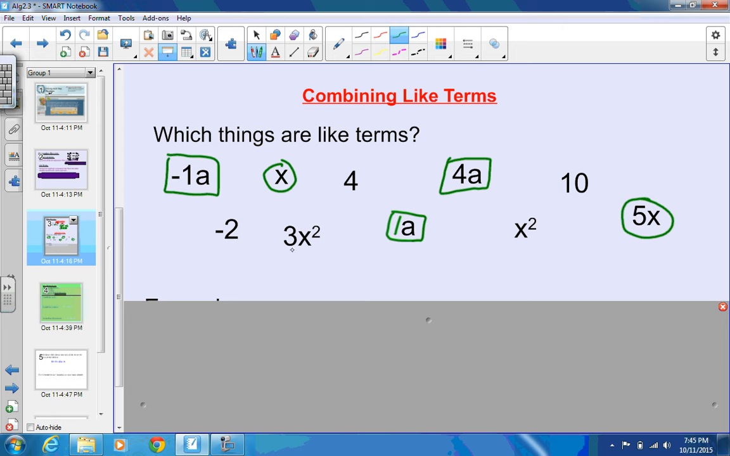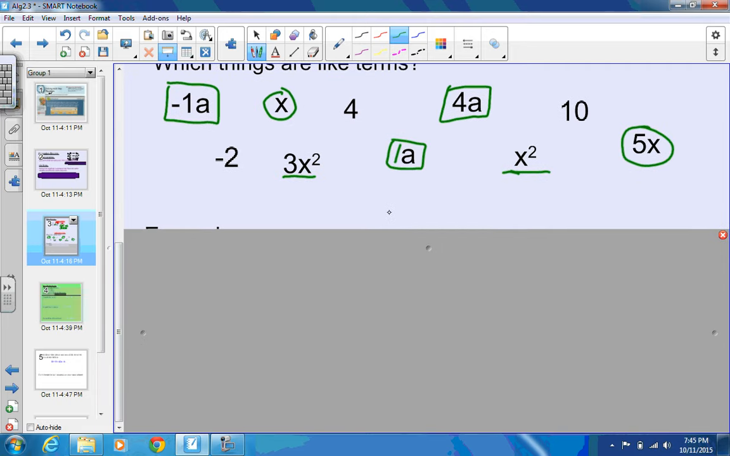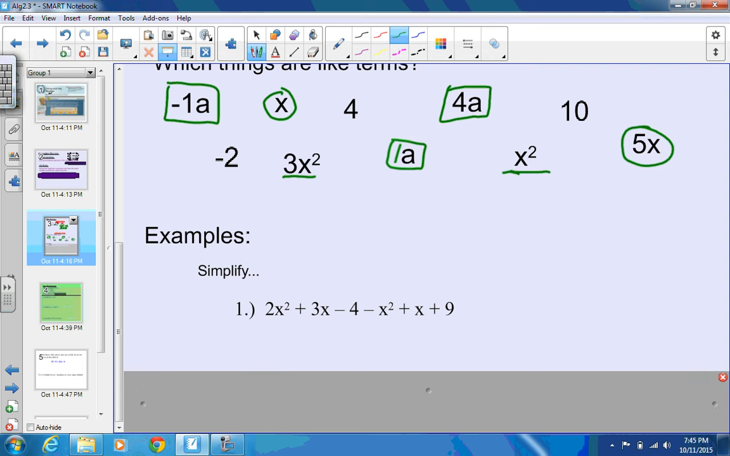Let's underline all the x squared terms then. Looks like we have 3x squared and 1x squared right there. And then whatever's left is just our numbers. So we have negative 2, 4, and 10. Those are all constants. So only the ones that have the same shape around them would be ones that you could combine if we were simplifying by combining like terms. So let's do a couple examples here.